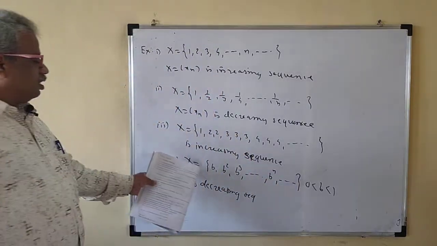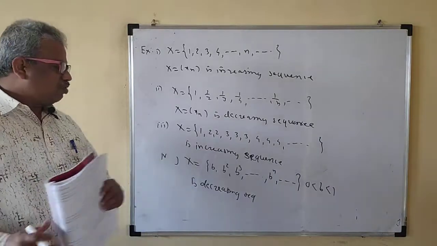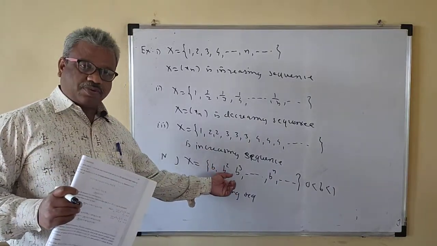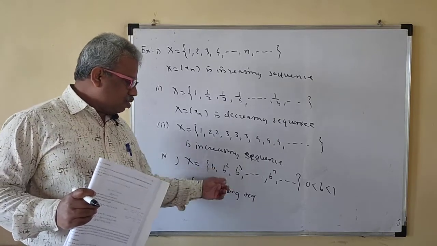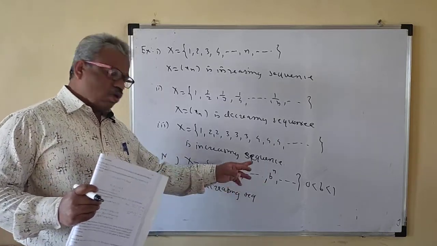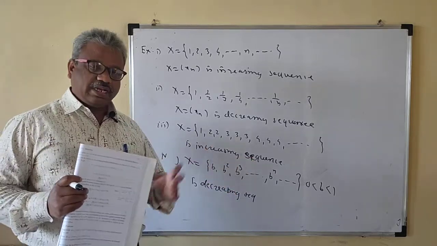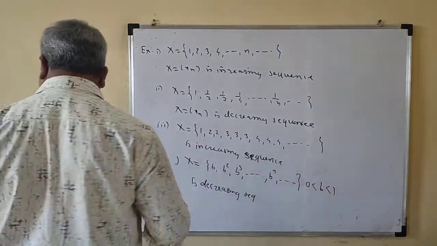So that means this is b, b square, b cube. So this is a geometric sequence, a geometric progression, right? But b lies between 0 and 1. So that means this is a decreasing sequence. So it will be a decreasing sequence.